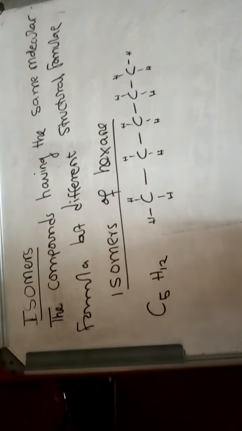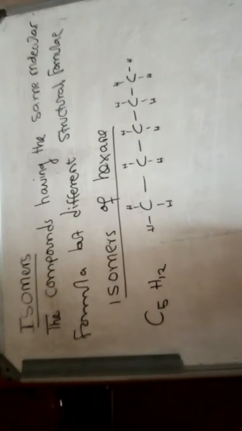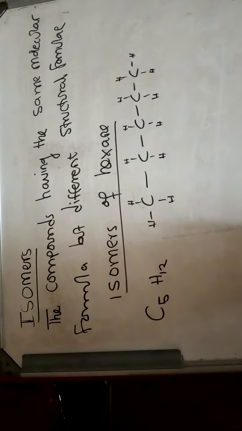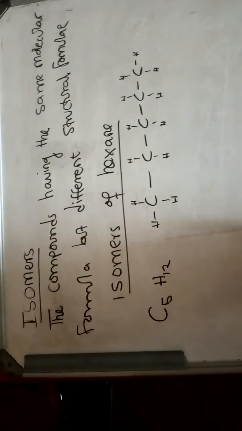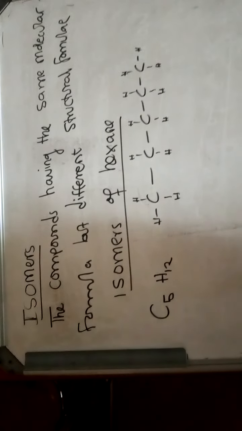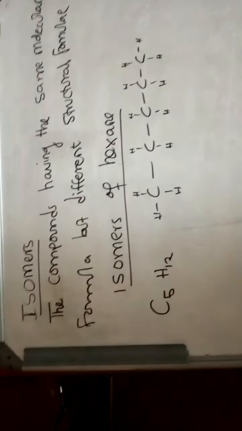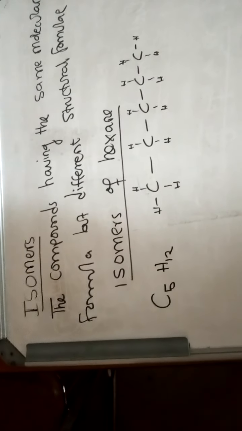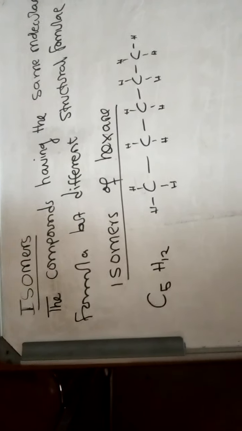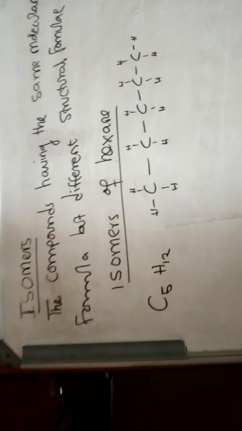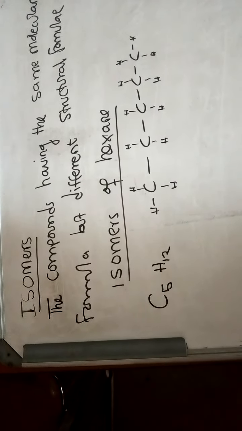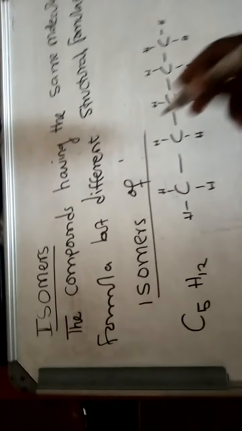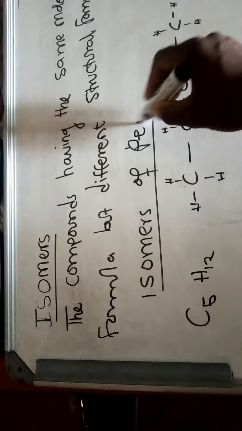Isomers are simply compounds having the same molecular formula but having different structural formula. In short, the compounds which have the same chemical formula, we may say molecular formula or chemical formula, but different structural formula. So for example, we are going to look at the isomers of pentane.